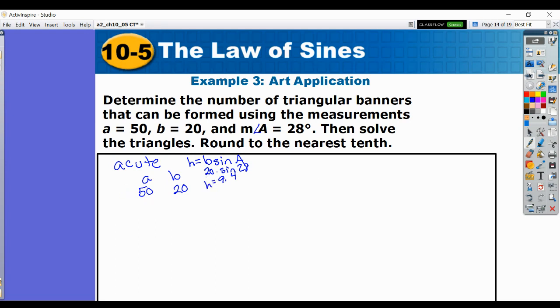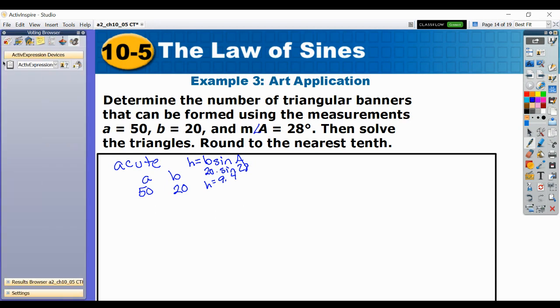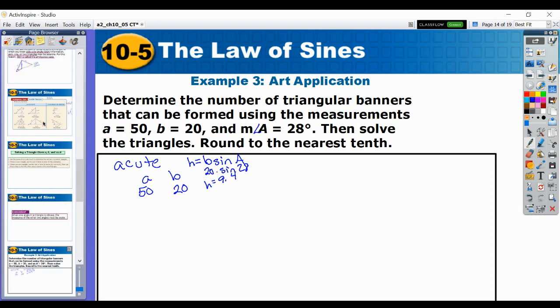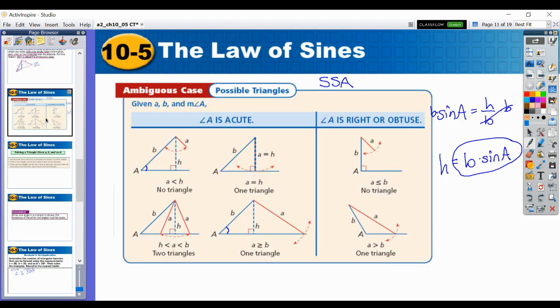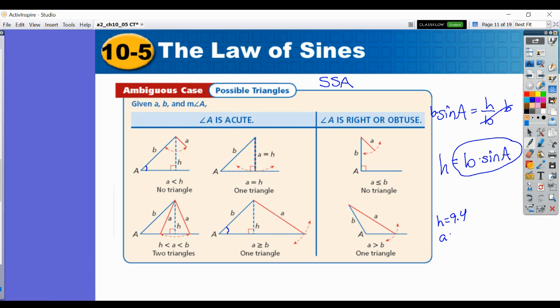Okay, let's go look at that chart that we have to see what we've got. H was 9.4, A was 50, and B was 20. So let's start with this one. Is A less than H? Nope. Is A equal to H? Nope. Is H the smallest? Yes. And then A and then B? Nope. A is bigger than B. We're in this fourth category right here.